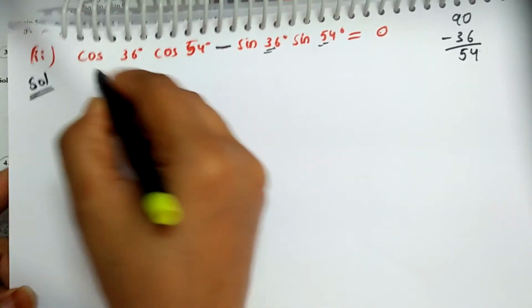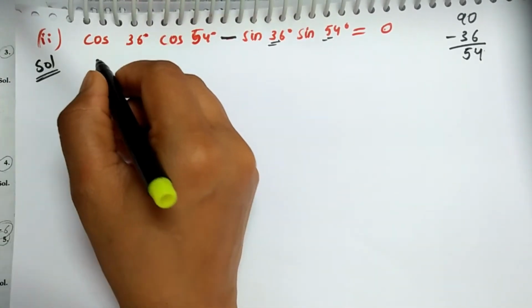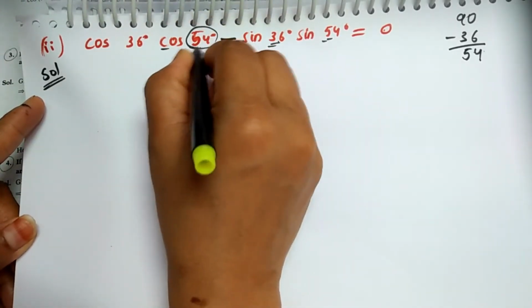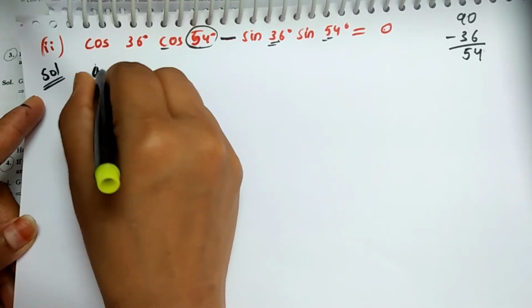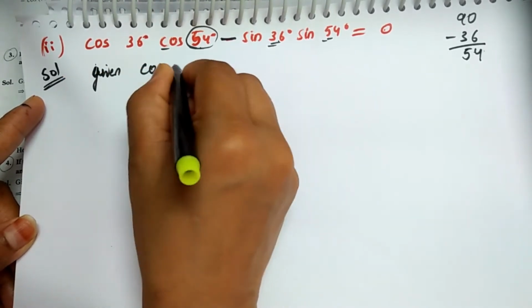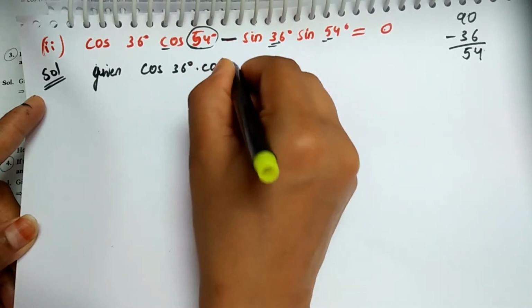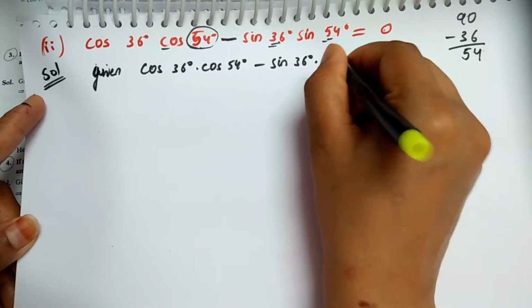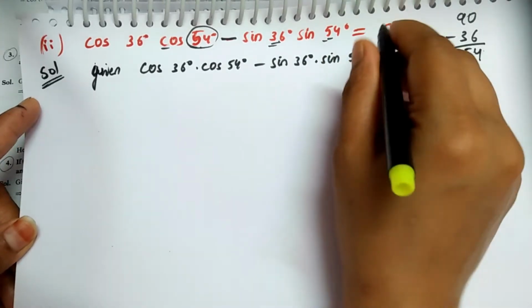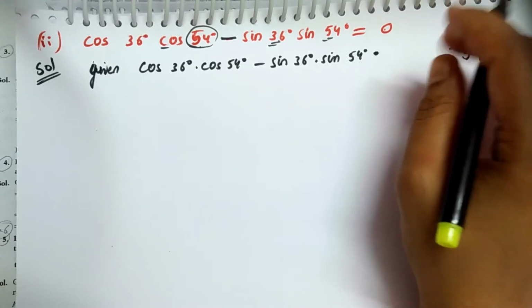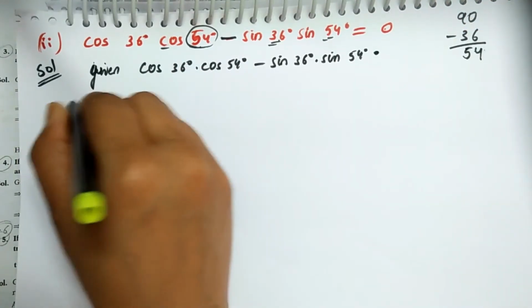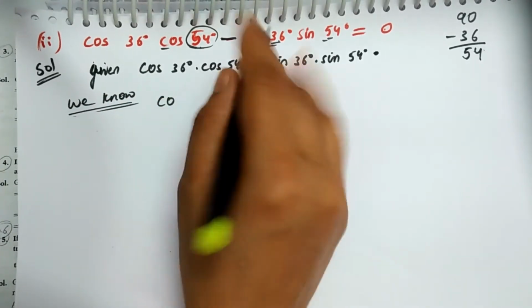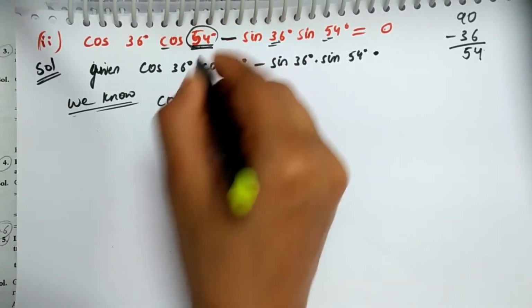Now what we do is we will be changing this, let us take the highest value. Let us first copy the given expression: cos 36 degrees into cos 54 degrees minus sine 36 degrees into sine 54 degrees. We are not just giving it equal to 0, that's a statement that we need to prove. So we know that using the formula, cos, like I said, we are taking the highest value.